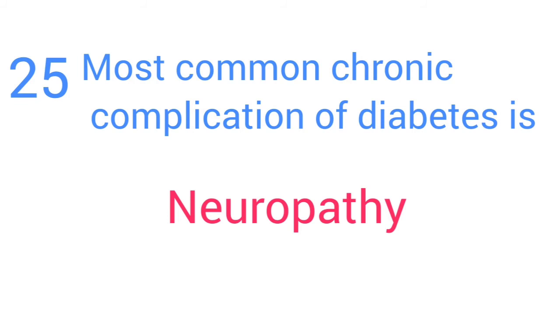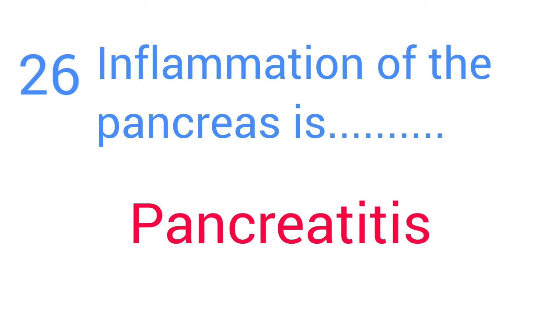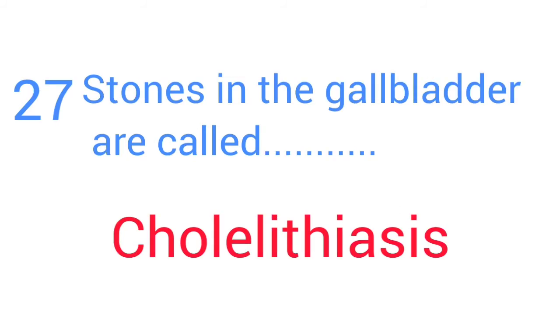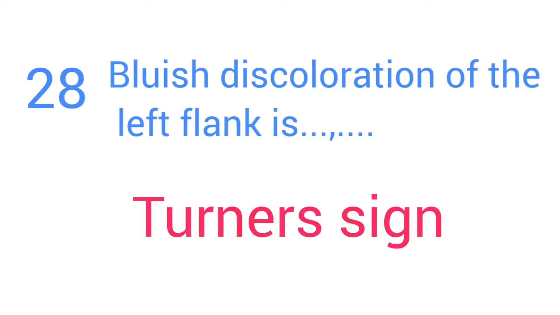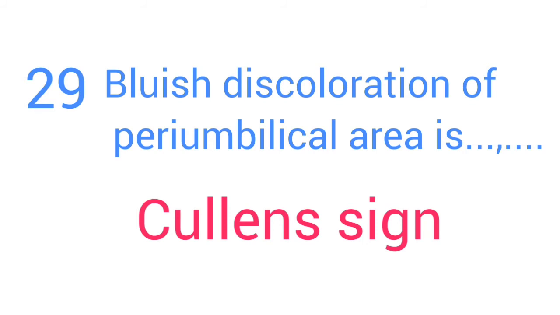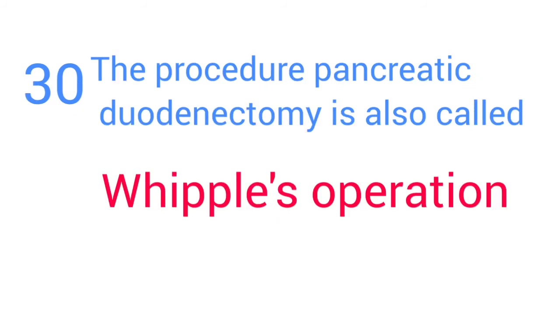Most common chronic complication of diabetes is neuropathy. Inflammation of the pancreas is pancreatitis. Stone in the gallbladder is called cholelithiasis. Bluish discoloration of the left flank is Turner's sign. Bluish discoloration of periumbilical area is dash, Cullen sign. The procedure pancreaticoduodenectomy is also called Whipple's operation.